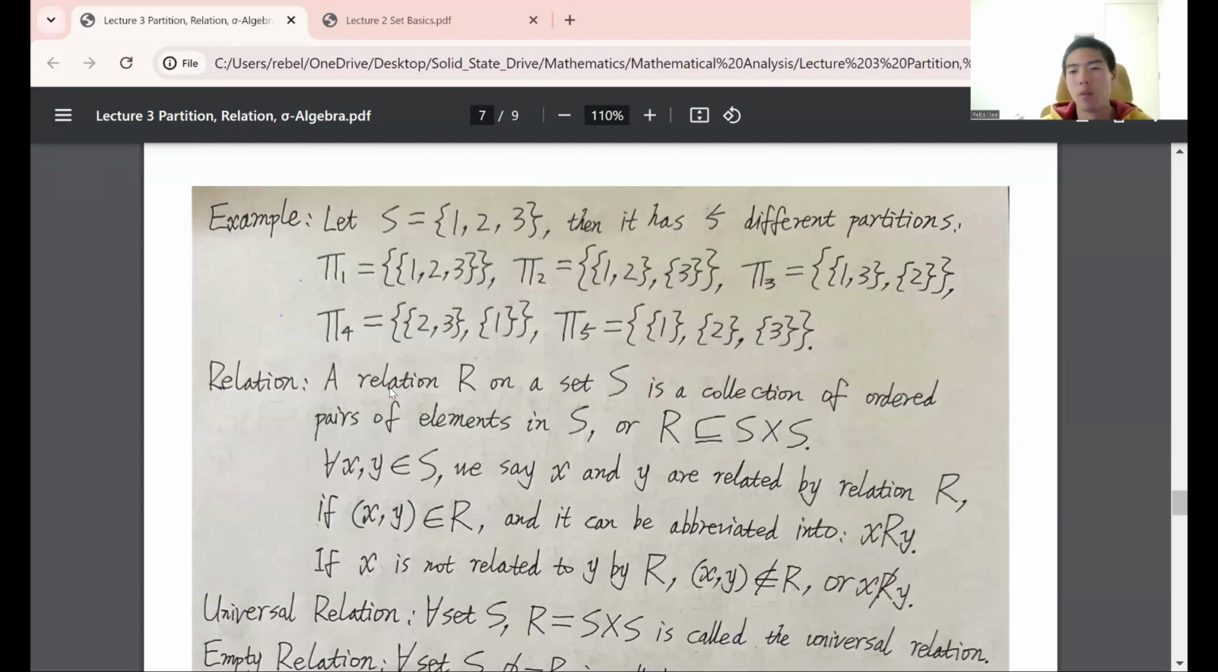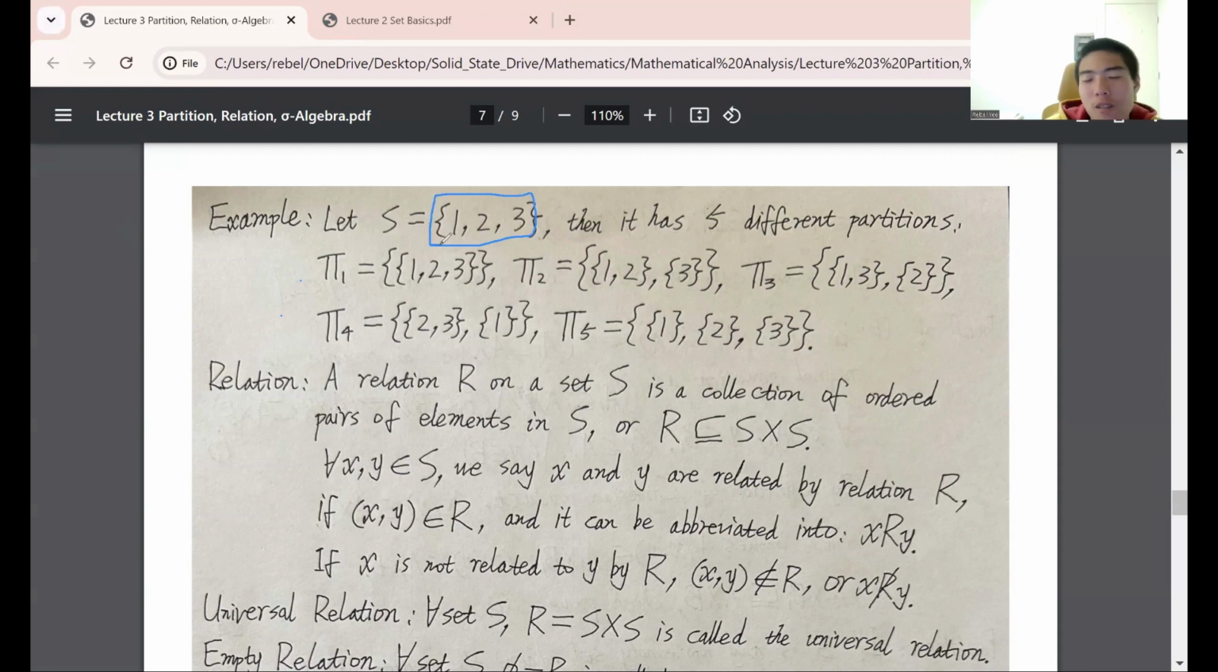So let's see one example. A set can have so many different possible partitions, and actually the number of possibilities is 2 to the power of n. Maybe not. Maybe not. 2 to the power of n, no, because it cannot have the empty set. So let's see how many different partitions S equal to 1 to 3 can make.